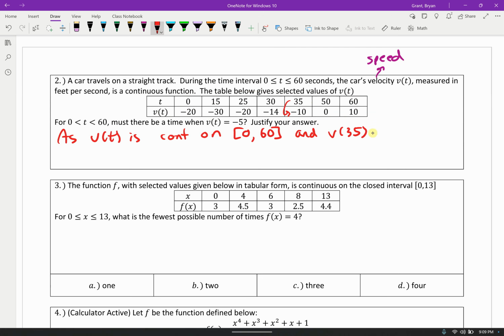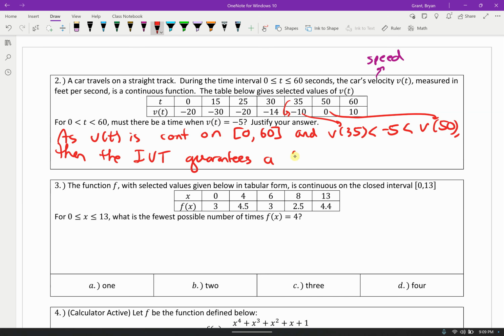So v of 35 is less than -5, right? That's -10, isn't it? Okay. Which in turn is less than v of 50, right? That's 0. Then the IVT guarantees a time when v of t equals -5. And again, I'm just taking that from the problem.